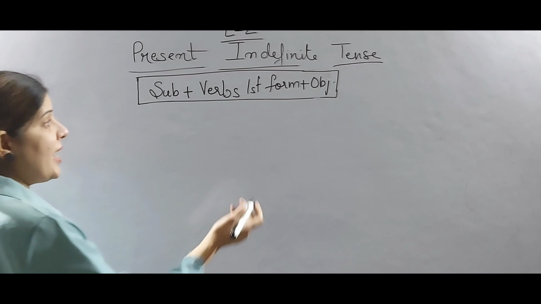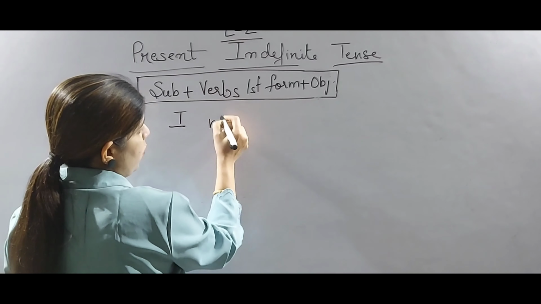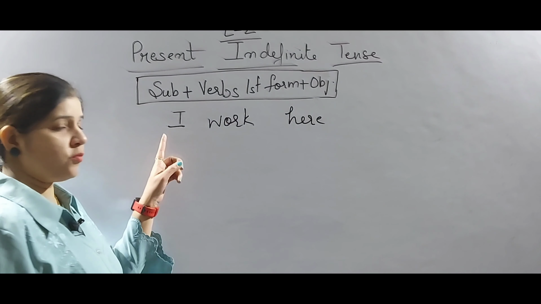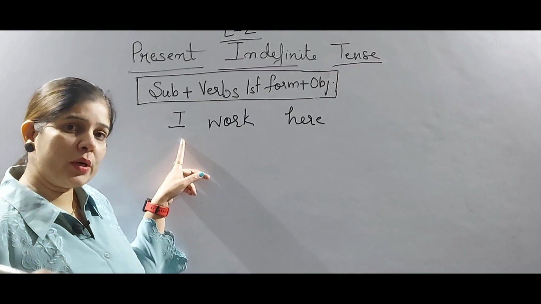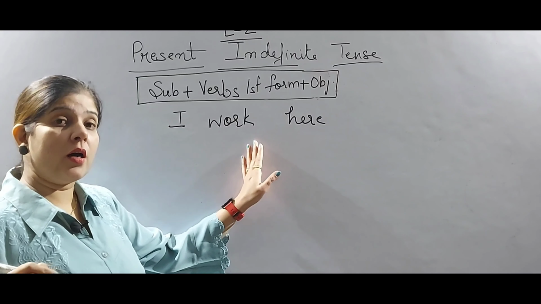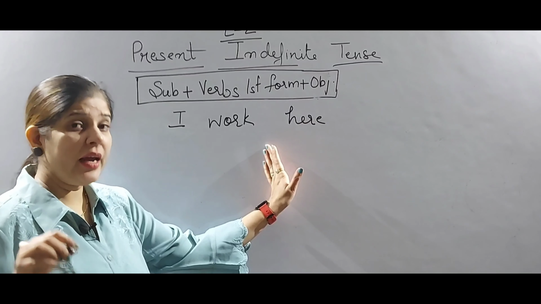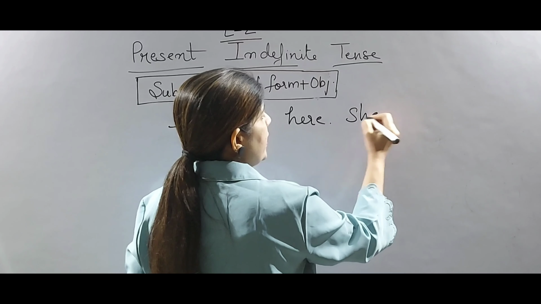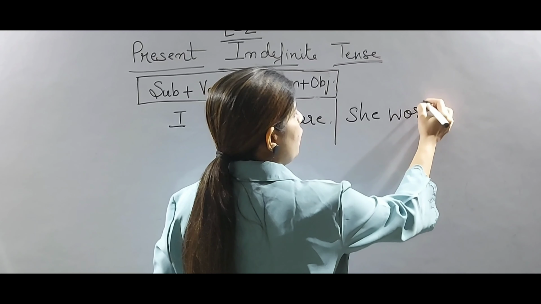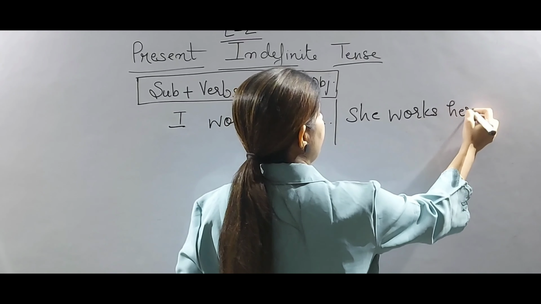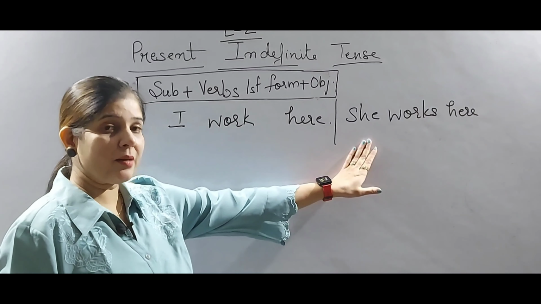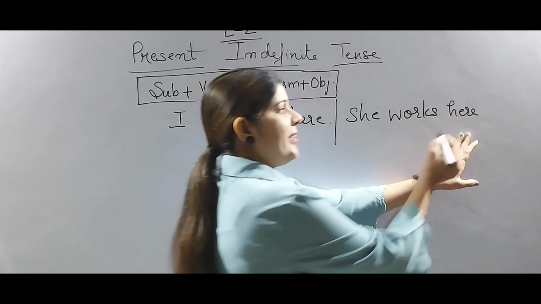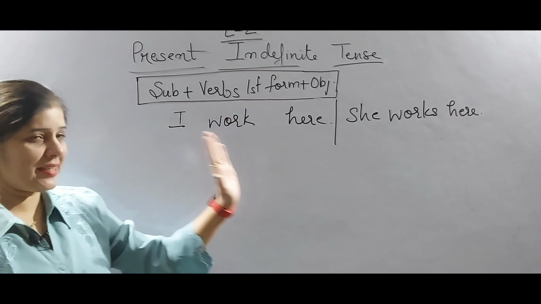Now, the sentence I can say, I work here. So, what subject is this? This is a plural subject. So, we will use the verb without S. If I use a singular subject, then I will say, she works here. Right, students? So, like this, we will frame sentences.